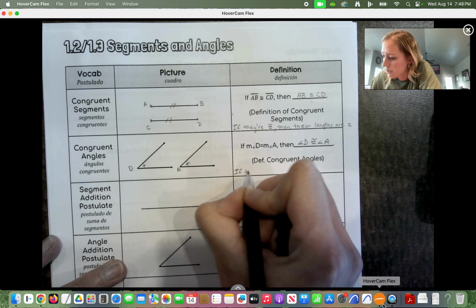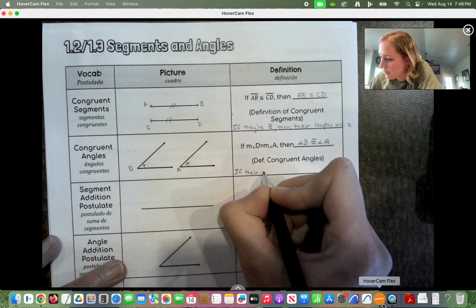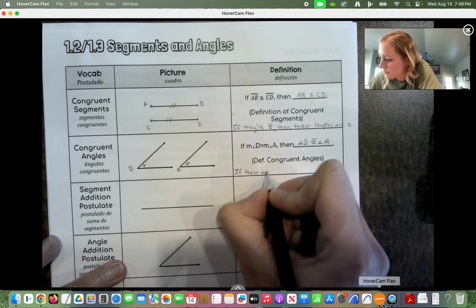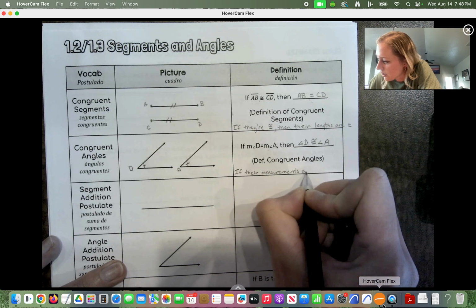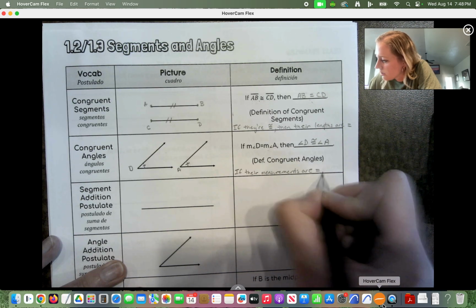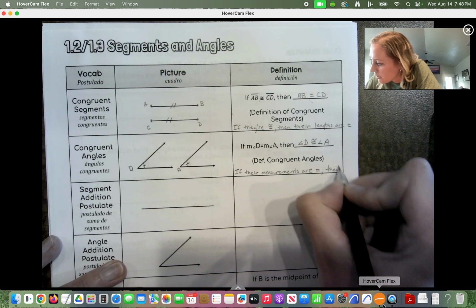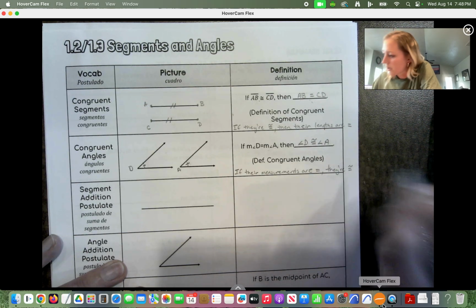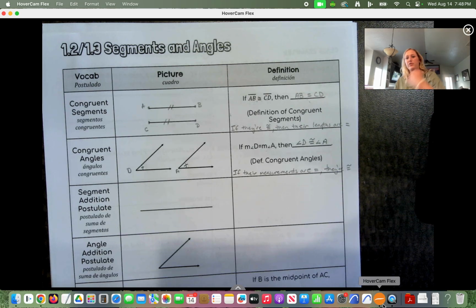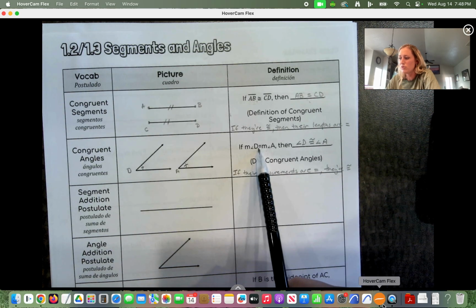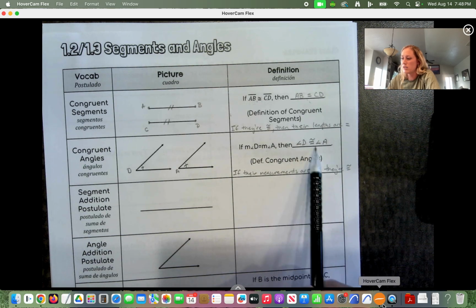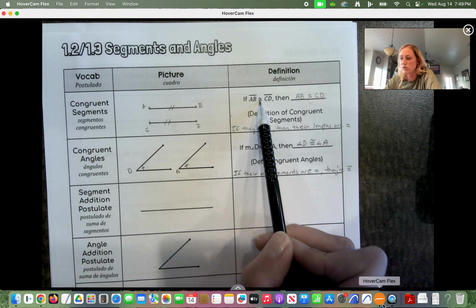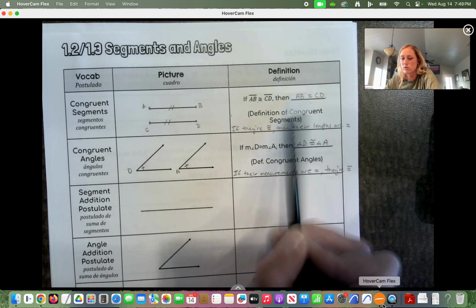If their measurements are equal, they're congruent. Okay? Anytime we use an equal sign for the angles, it goes with the measurement. Congruent does not. For segments, congruent goes with the segment symbol, equals does not.